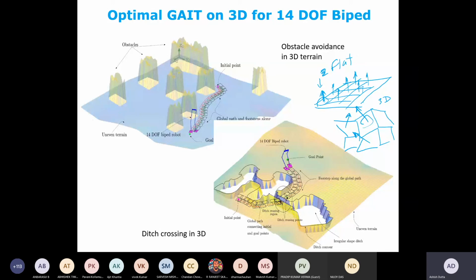What we tried to look at here, I will just talk about in terms of motion planning. That is, I want to go from one point to another, find a path, and walk on the path. This is one problem, avoiding obstacles. The second is, suppose there is a ditch in this 3D ground, and I want to cross the ditch and go from here to here. How do I do that?